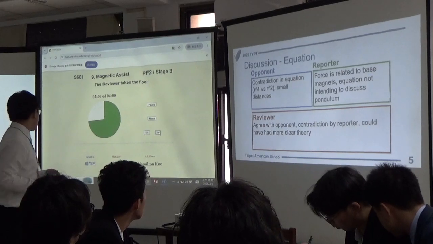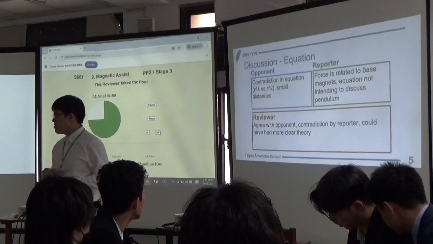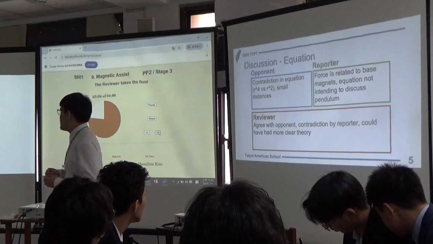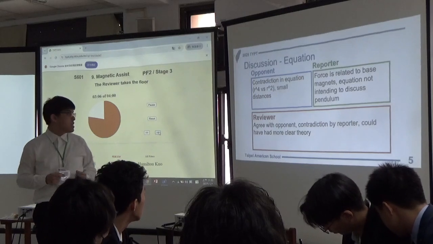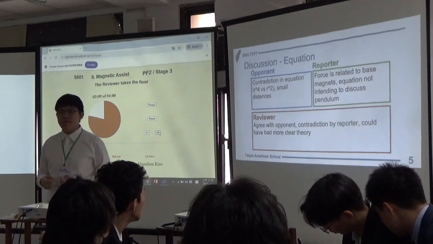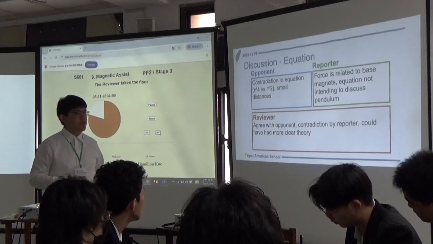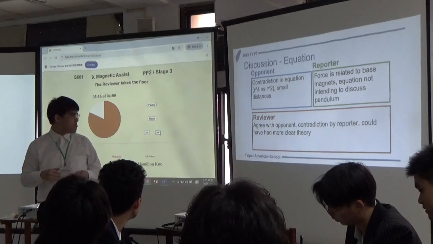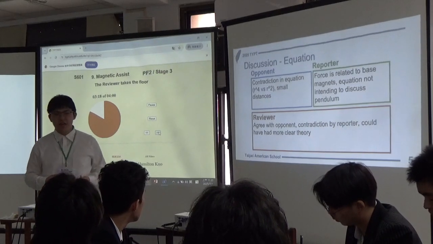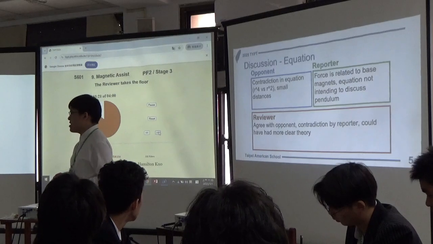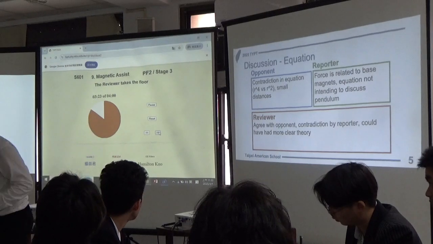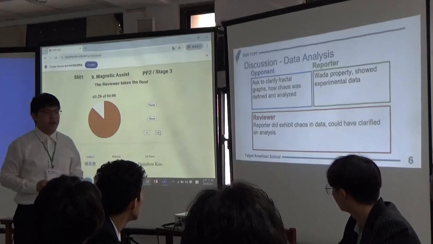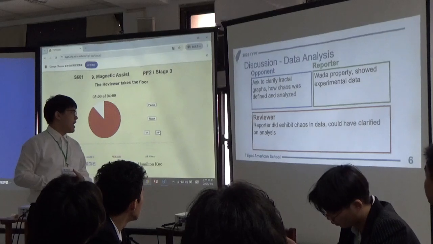First, they discussed the equation that the reporter showed. The opponent pointed out a contradiction and showed how it would only matter when the distances between magnets are relatively large. The reporter claims that the point of that equation was just to show the forces by the base magnets. I agree with the opponent. I think that this is a form of contradiction by the reporter, and the reporter could have presented a better unified theory. They also discussed their data analysis and clarified the practical graphs and how chaos is analyzed.